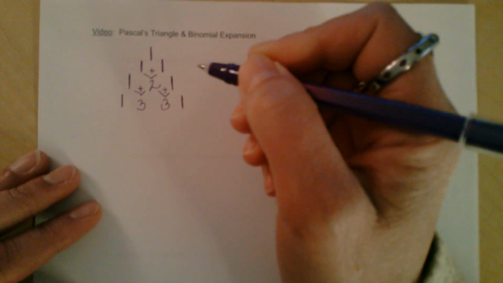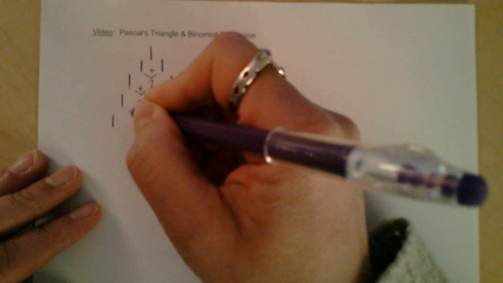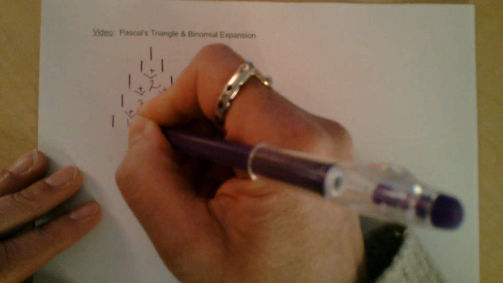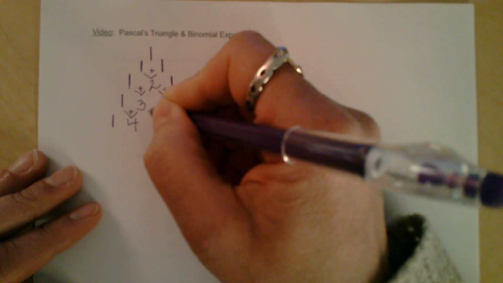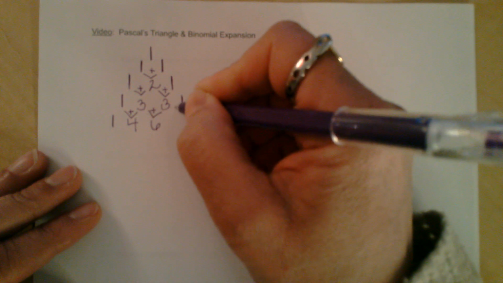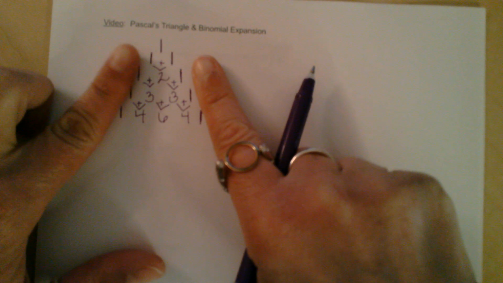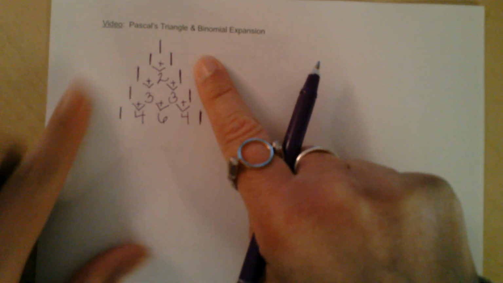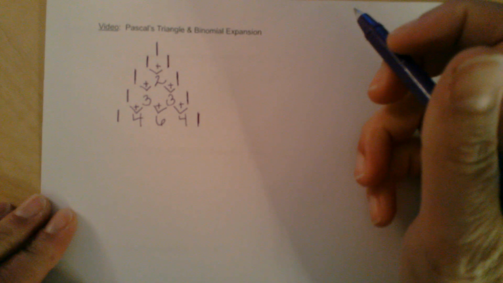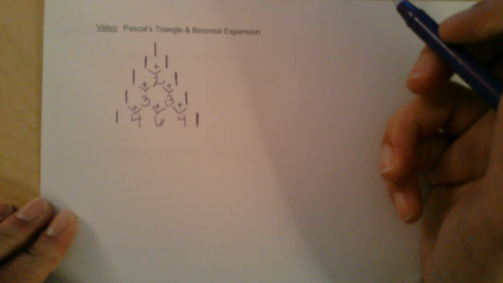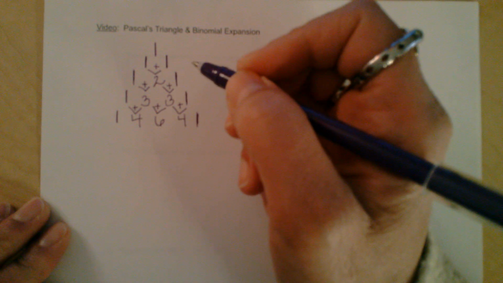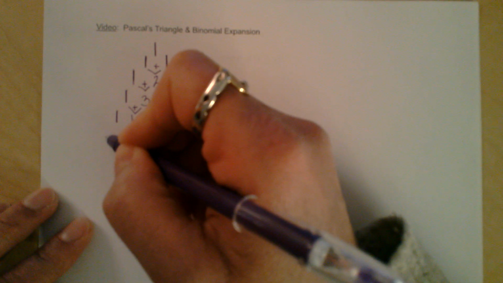Next, I'm going to start with another number 1. I'm going to add 1 and 3 to get 4. I'm going to add 3 and 3 to get 6. I'm going to add 3 and 1 to get 4. I'm going to end with the number 1. And as you can see, we're starting to have a triangle. There are so many patterns in this triangle. It is amazing. I really do wish we could dive into it a little bit more. All right, let's keep going.